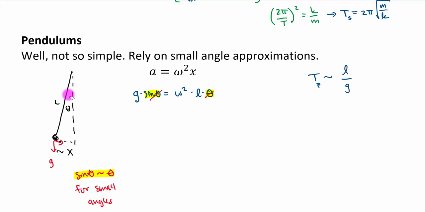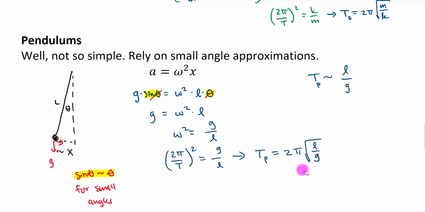Then I'll end up with g equals omega squared times L. And if I follow the same thing that we did before, I can say that omega squared is equal to g over L. I can replace the omega with 2 pi over T squared and do the same sort of algebraic simplification. I'll have the period for the pendulum is equal to 2 pi square root L over g. And this equation as well is posted on the AP exam equation sheet.